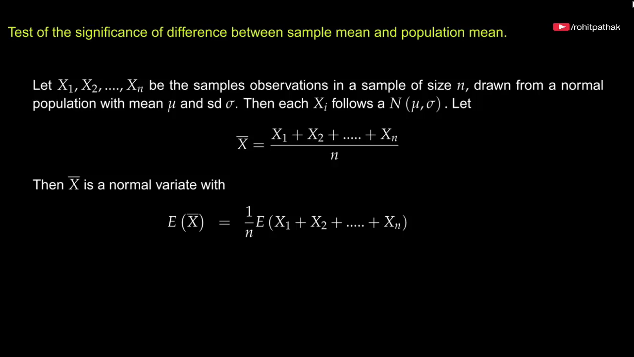Therefore, x bar is also a normal variate with expectation of x bar equal to 1 by n expectation of x1 plus x2 up to xn. The expectation of a sum is the sum of expectations. Therefore, we can write this as 1 by n, expectation of x1 plus expectation of x2 up to expectation of xn, which comes out as 1 by n into n mu, because each of these expectations is mu. Expectation of x1 is mu, expectation of x2 is mu, up to expectation of xn, which is also mu. So n into mu, and expectation of x bar comes out as mu.